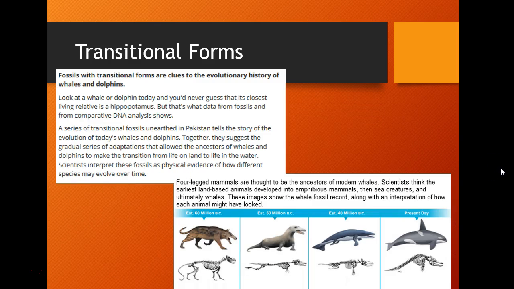Here are some examples of what transitional forms would look like for a whale and a dolphin. Here is a series of transitional fossils unearthed in Pakistan that tells the evolution of those whales and dolphins. What we see is that first they had legs, and then they gradually lost those legs. They get smaller and smaller, and then they develop things like fins to help them swim.